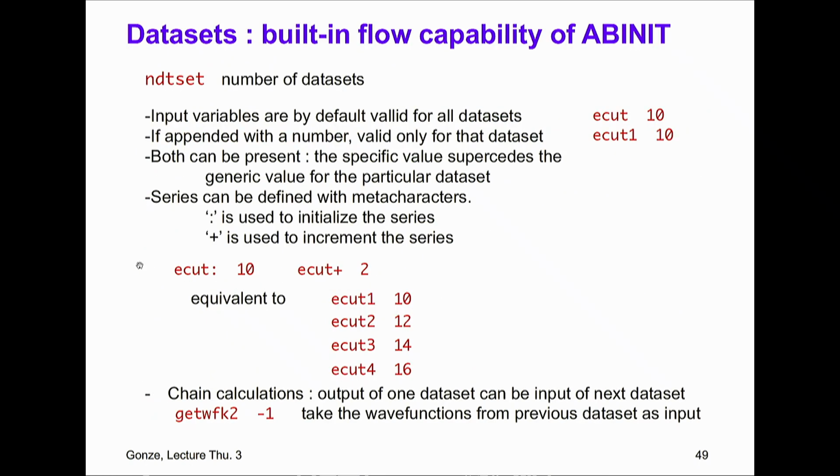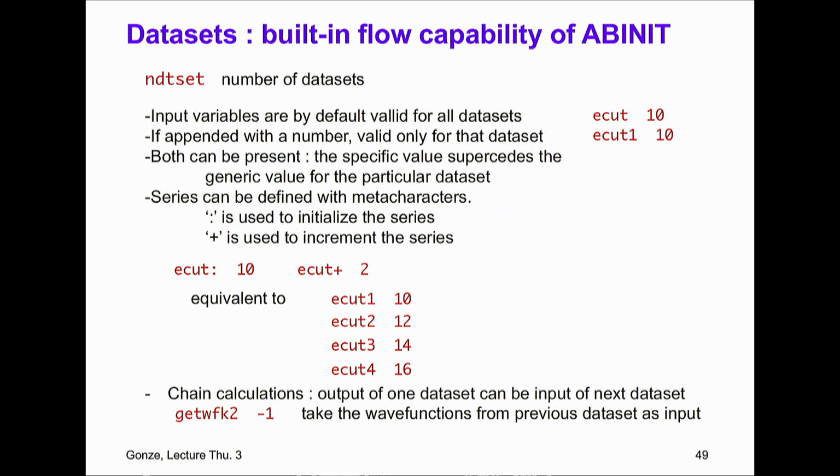Okay, you will also encounter the fact that in the tutorial we are using the internal flow capability of ABINIT with the input variable NDTSET, the number of datasets. How is it managed? I will take the example of a convergence study on the ECUT value.